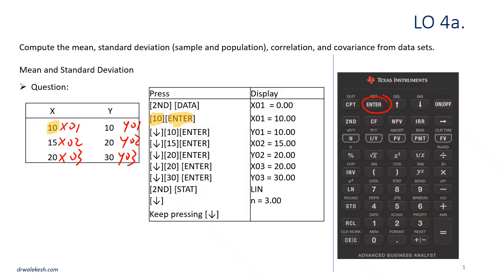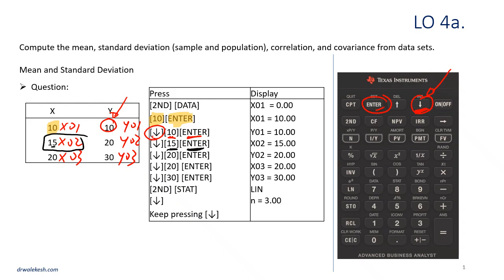Then arrow down, this is arrow down. You press 10 again. The 10 is coming from here. Then you press enter. Then arrow down again. You press arrow down, and that will show x02. So you press 15. Then enter. Please do not forget enter.